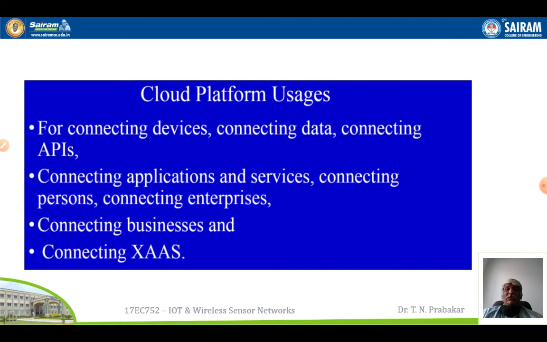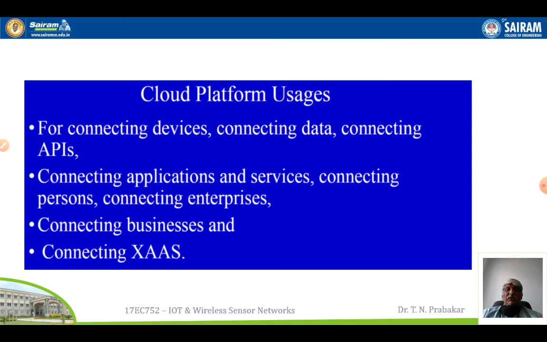And what are the usages of this cloud platform? The first thing is for connecting devices, connecting data, and connecting APIs, right? Whenever I have a cloud platform, more devices are connected together because of the internet, and the data can be shared. So this data is connected or shared between different nodes or different computers. And the API, supposing I have a library function, this function can also be shared with the different systems that are available in the cloud platform.